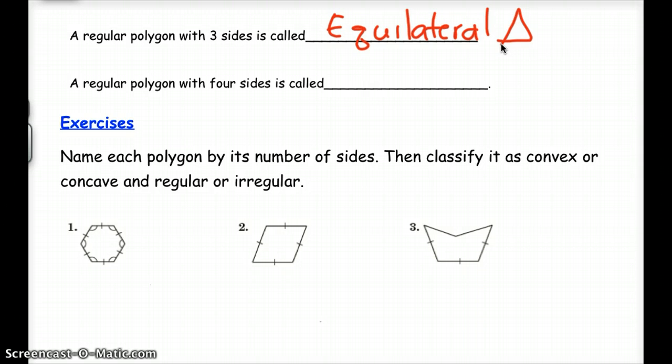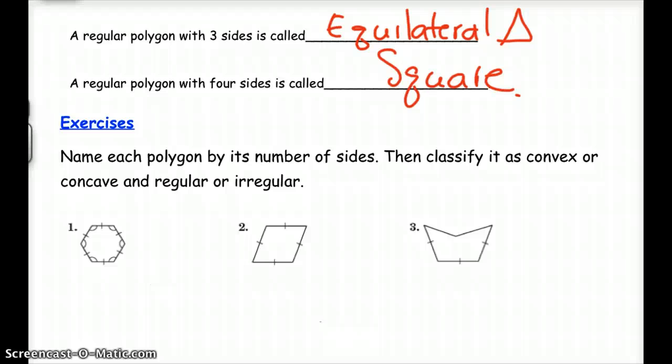Now I'm trying to find a regular polygon that has 4 sides. So remember, I'm looking for all sides equal and all angles equal. If you wrote parallelogram down, that's incorrect. If you wrote rectangle down, that's incorrect. I need sides equal and angles equal. So that answer would be square. Okay, let's take a look at our exercises.